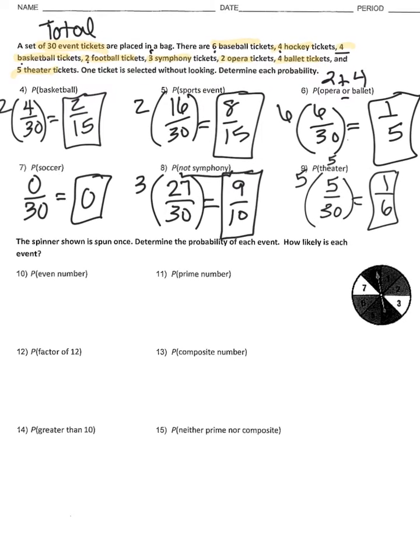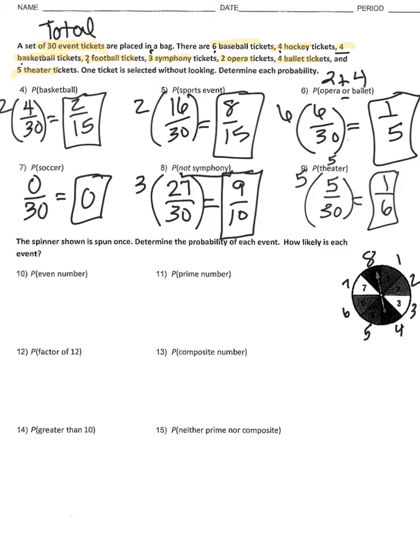On the bottom part, the spinner shown is spun once. Determine the probability of each event. How likely is each event? So I'm going to number these off because they're kind of hard to see. 5, 6, 7, 8. So we've got a spinner 1 through 8.